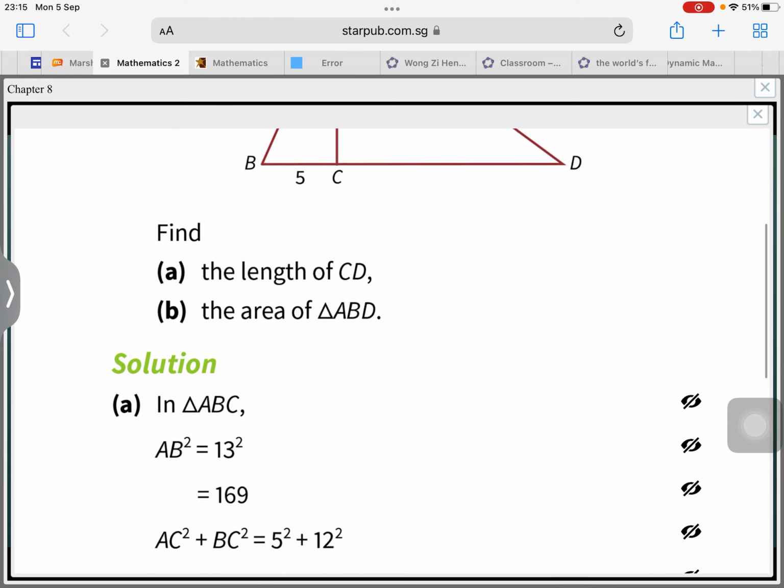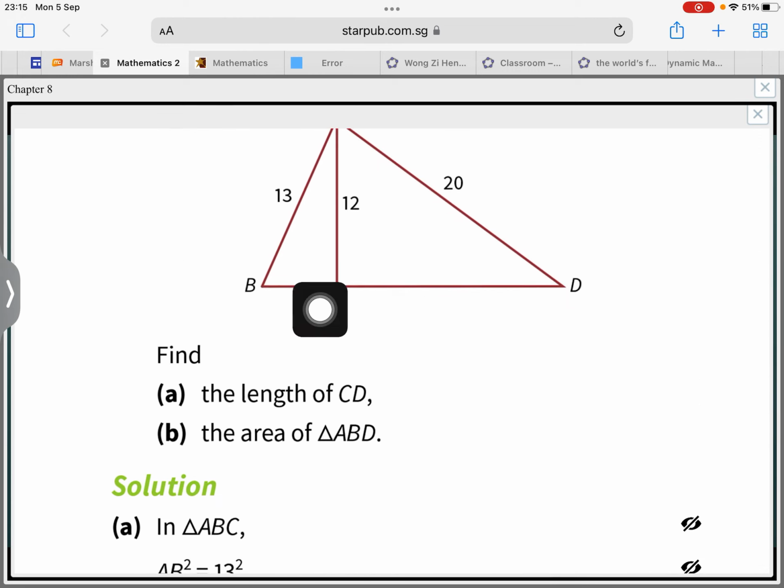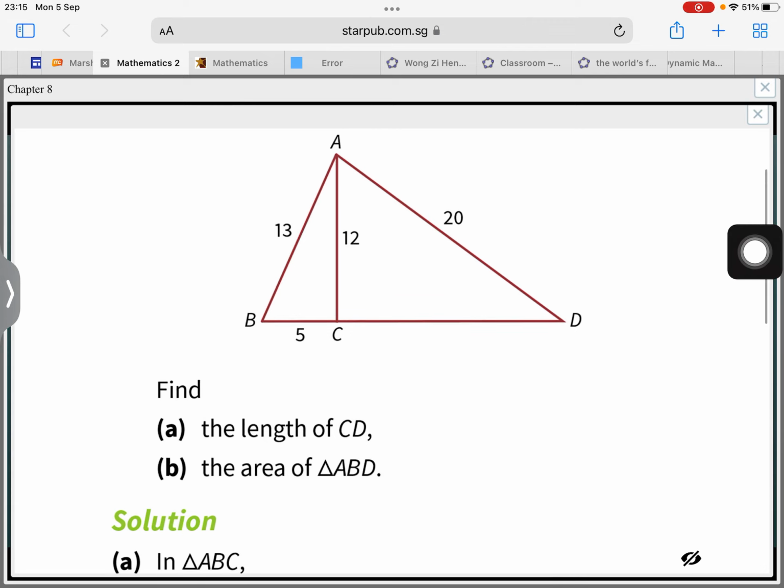Now that you have established that this is a right angle triangle, this is a right angle, so this means that ACD is also a right angle. Then you can proceed to find what CD is, using the fact that ACD is a right angle triangle.